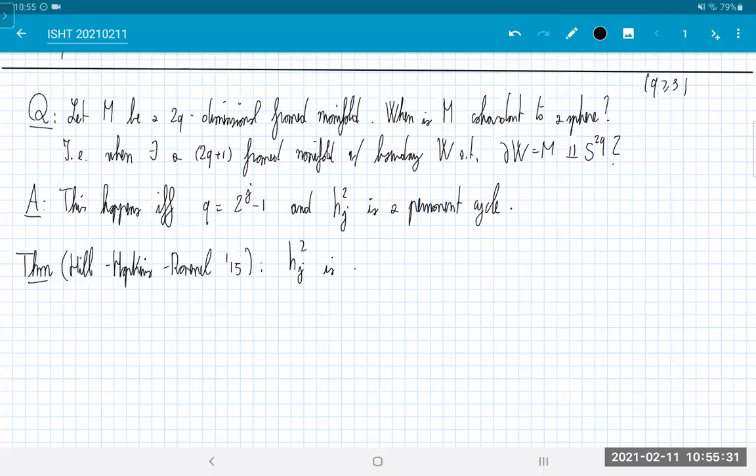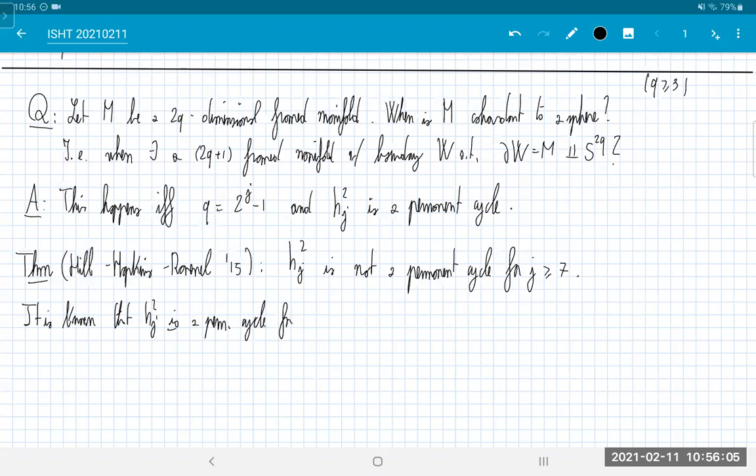h_j squared is not a permanent cycle for j greater or equal than 7. And then, it is known that h_j squared is a permanent cycle for j less or equal than 5. This by direct computation. It's actually fairly easy to provide explicit manifolds until you get to j equals 3. For j equals 4, it's an easy computation with the Adams spectral sequence, and I'm not sure if they actually provided a manifold in that case, but they might have. And j equals 5 is a hard computation with the Adams spectral sequence, and we definitely do not have a manifold, but we know it exists.